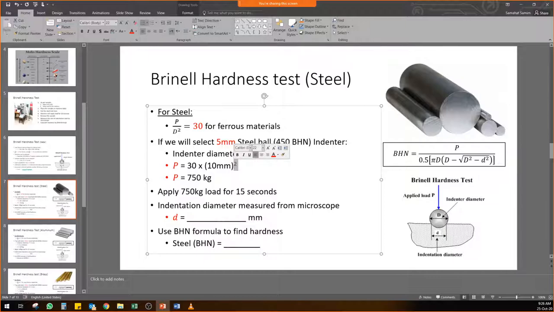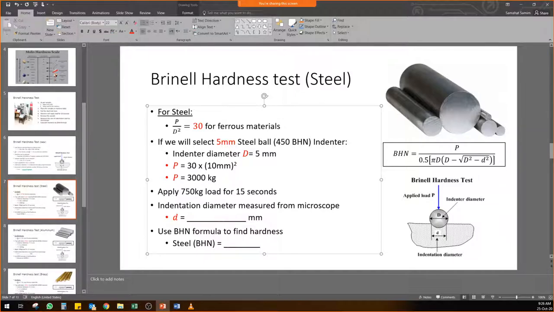It is how much? Can you write the answer, the calculation, in the chat? So this is 30 multiplied by 10 square, which is a big number, I think. Yes, that's 3000. True. So then my value here will be 3000.